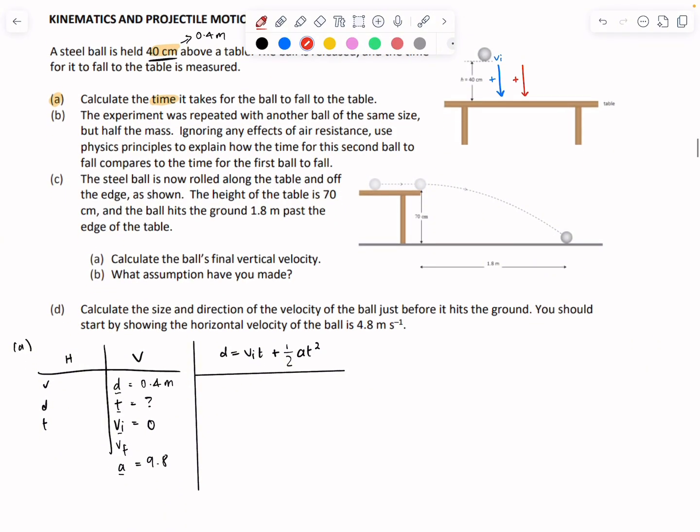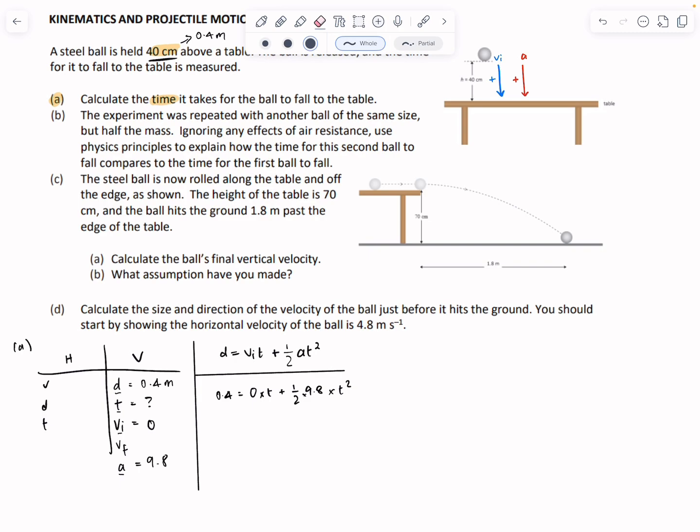So if we look at our equation, nothing's going to be opposing, okay? So all the values in our equation are positive. v_i is positive, acceleration is also positive. Easy peasy. Then we can simply substitute everything that we have in. So the distance is 0.4, equals v_i, our initial velocity, which is 0, times t, plus half times 9.8 times t squared.